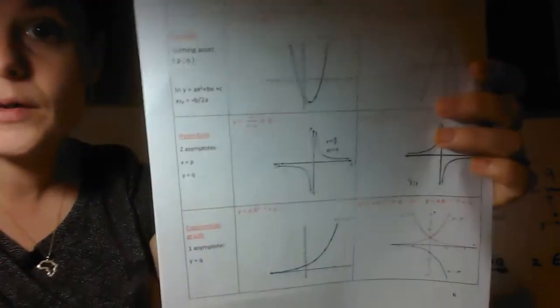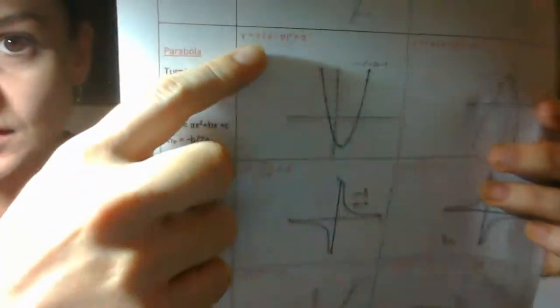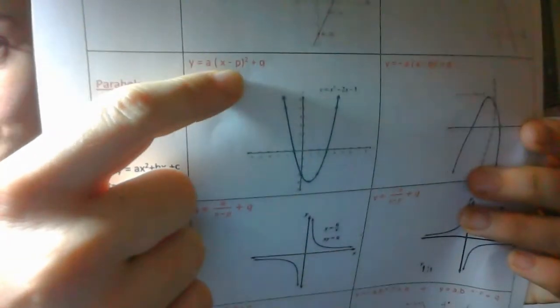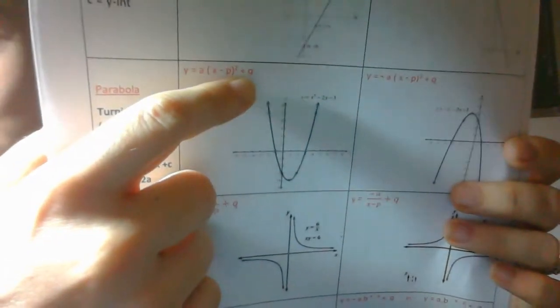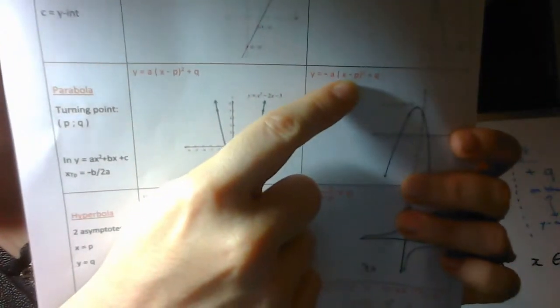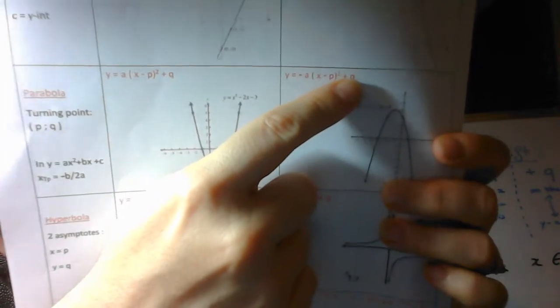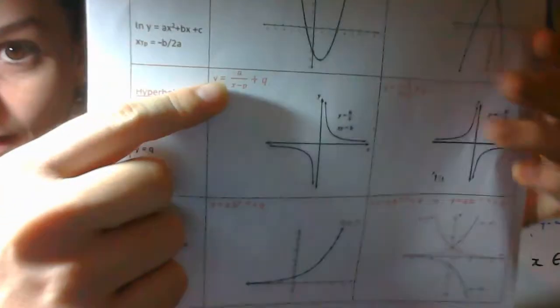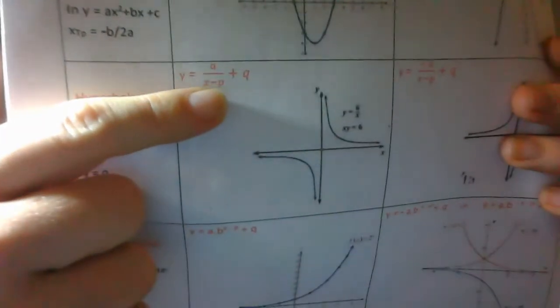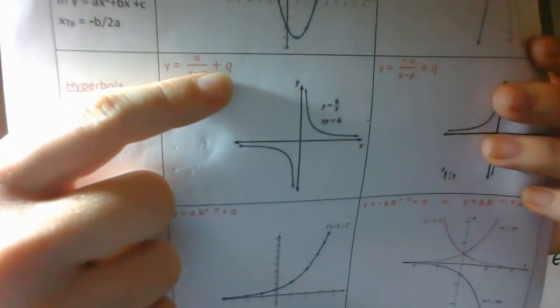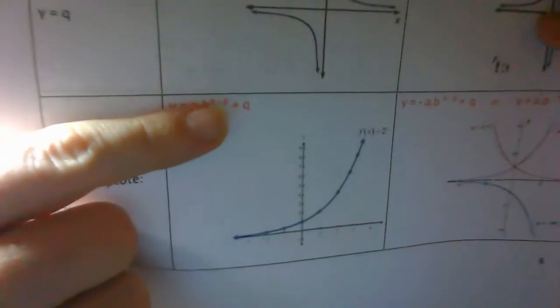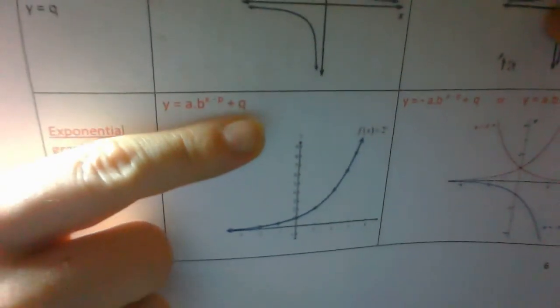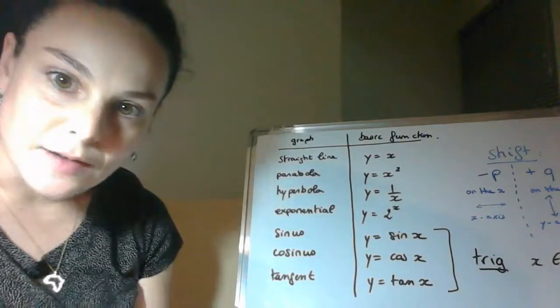But for all the other graphs after this, you always have a minus p that applies on the x and a plus q at the end of your equation. A minus p on the x and a plus q at the end. Here for the hyperbola, a minus p on the x and a plus q at the end. Same with the exponential, a minus p in the exponent x and a plus q at the end. And you have the same thing for the trig graphs, cosine and tan.